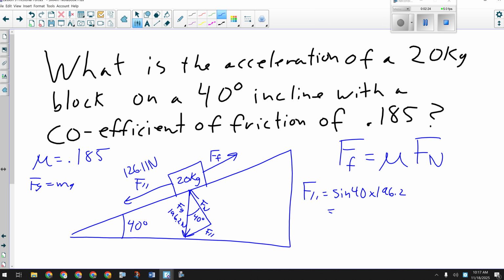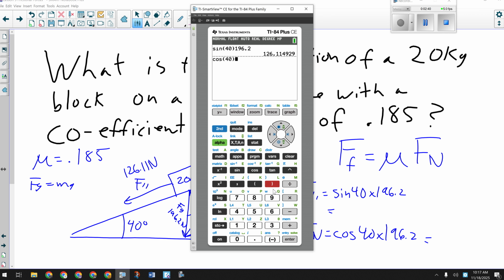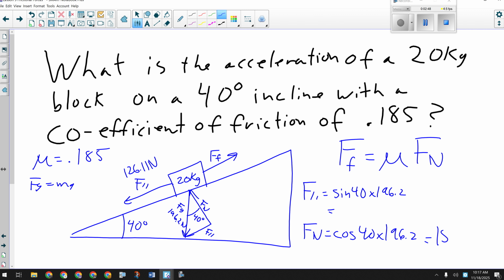F parallel is acting down the hill. Then to get the normal force, it's the adjacent side, so it's the cos of 40 times 196.2. So that side's 150.30 newtons. Now that I have normal force, I can calculate the force of friction using the friction formula, and then I'll have the force up the ramp. Everybody okay with the steps there?